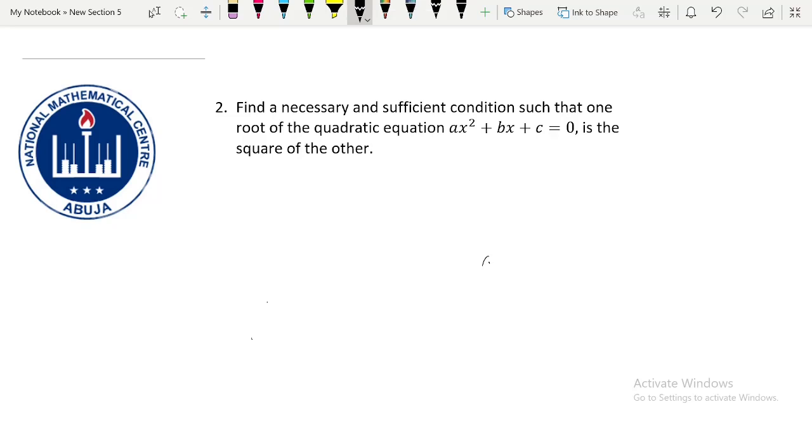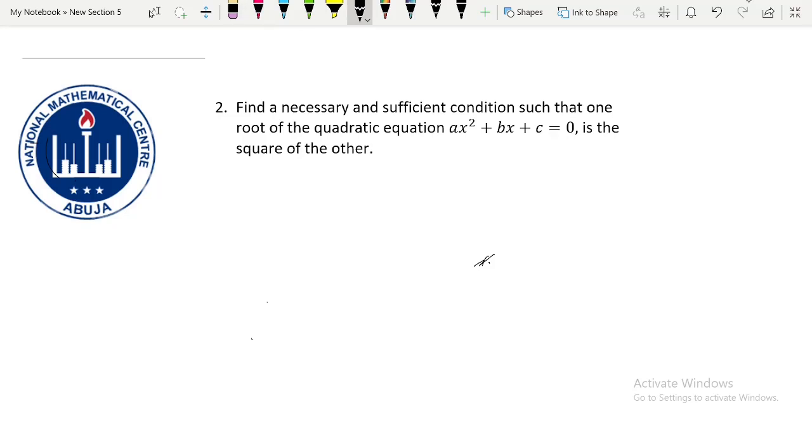The problem says to find a necessary and sufficient condition such that one root of the quadratic equation ax squared plus bx plus c equals 0 is the square of the other. So that's our problem.